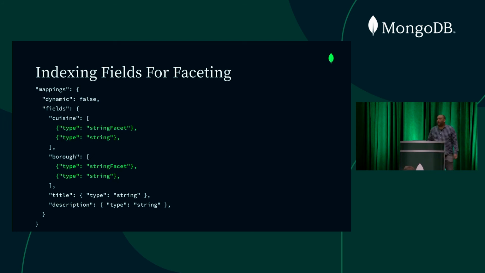In addition to our query, we'll need an index that indexes these fields for faceting. Because we're searching on the title and description fields, we'll need to index those as strings. And because we're both faceting and performing filtering on cuisine and borough, we'll need to index those as both string facets and strings.